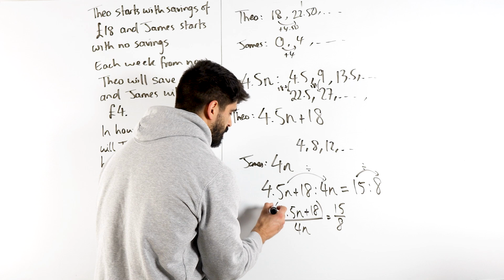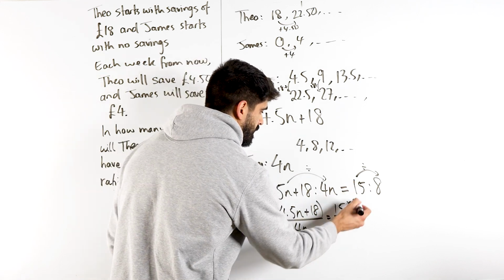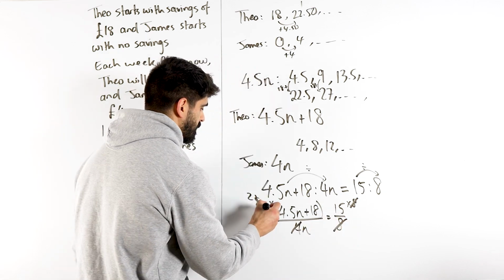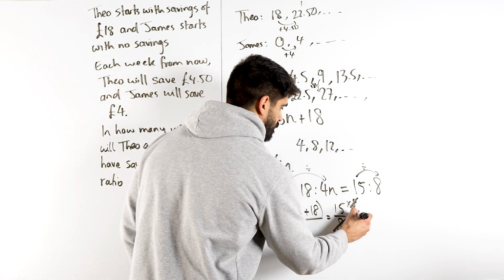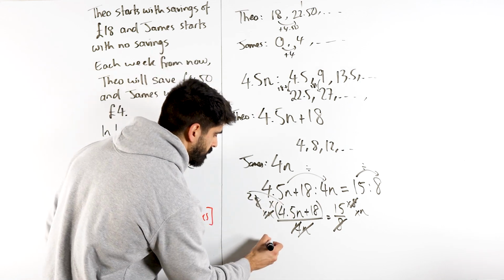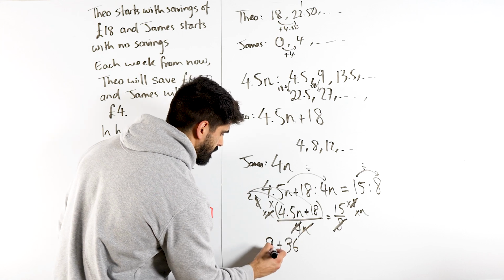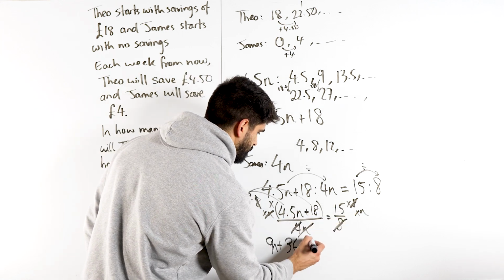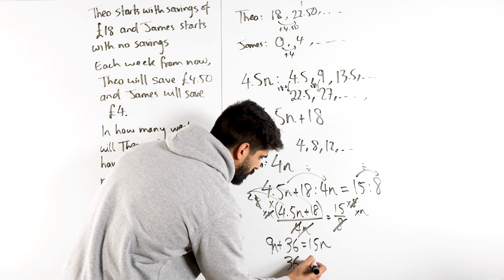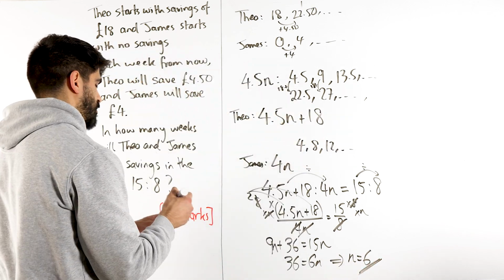If that was just 4 and 8, you would times both sides by 8. That would get rid of this, and the 4 goes into 8 twice. But there's still this n, so I'm going to multiply by n as well. So the n goes, and we're left with 2 lots of all of this, which we could expand. 2 times 4.5 is 9, and 2 times 18 is 36, plus 9n equals 15n. Subtract 9n. We get 36 is 6n. Divide by 6, n is 6. So 6 weeks is your solution.